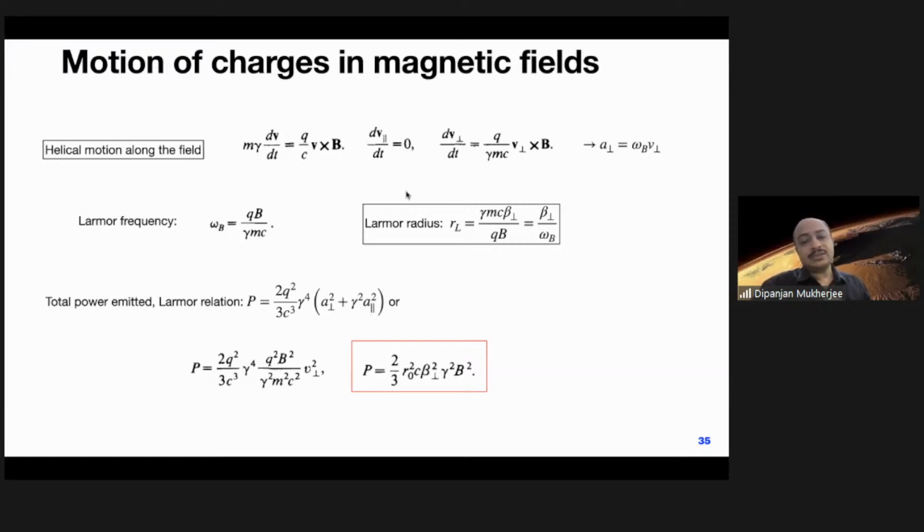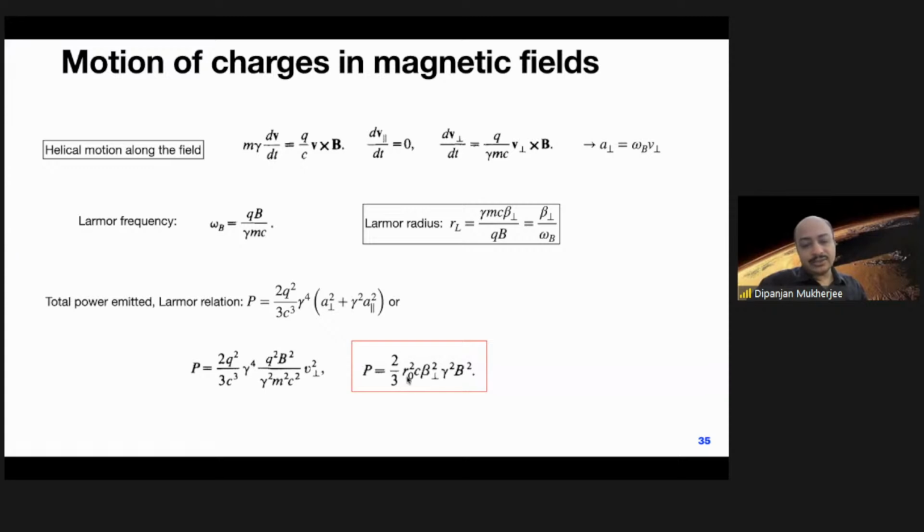Now, in this particular situation, as I said, a parallel is 0, so we'll drop this. And a perpendicular is the only one that is contributing. So we have an expression for a perpendicular here. We'll just put it here. And we immediately get an expression for the total power being emitted by a charge that is gyrating very fast along a magnetic field. And this is how it looks.